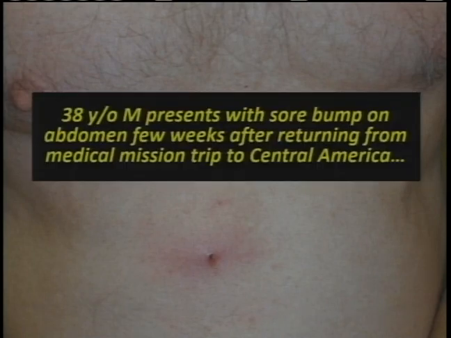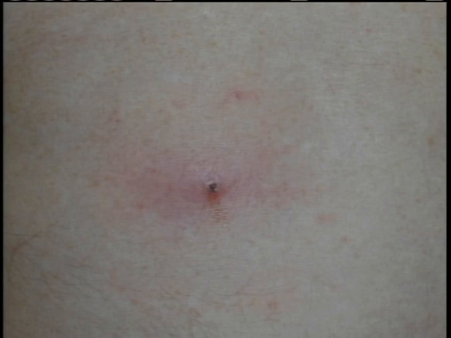So this patient was also a return traveler, a 38-year-old guy who came in with a sore bump on the abdomen, been present for a few weeks after returning from a medical mission trip to Central America. And at first, when you look at the area, you think common things being common. Is this an inflamed pore? Is it a cyst that's inflamed, so a follicular cyst? Or is it a staph abscess or furuncle?